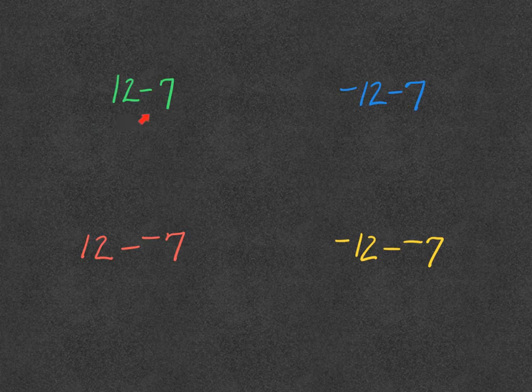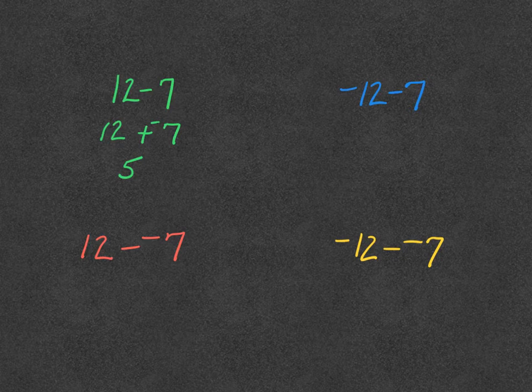In the first one, I have 12 minus 7. If I follow the rules, I need to change subtraction to addition. Let's copy it over: 12, change subtraction to addition, and the opposite of a positive 7, because I'm looking just at this number here, which is a positive 7, is a negative 7. Now I'm going to follow the rules of addition. I have different signs, so I'll subtract.